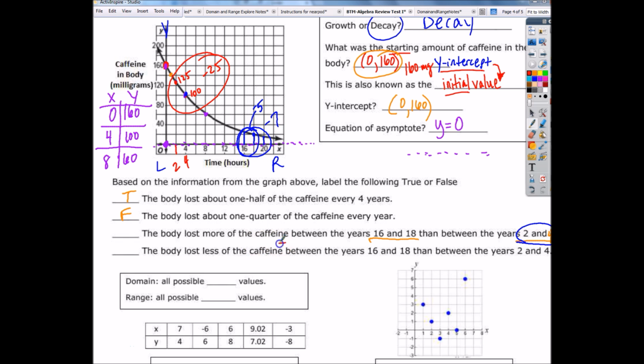So did the body lose more between 16 and 18? They lost 5. No. It's actually more right here between 2 and 4. So this is false. Then the body lost less between 16 and 18 than between 2 and 4. Well, we just proved that that's definitely true. It lost less right here, 5, than it did between 2 and 4.